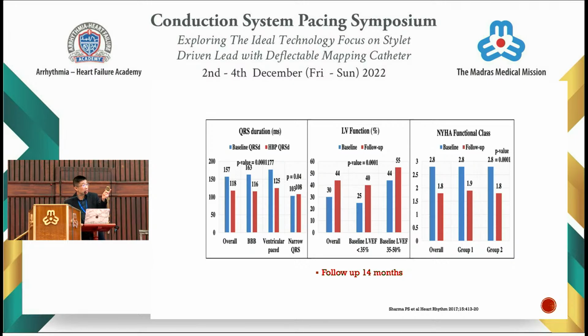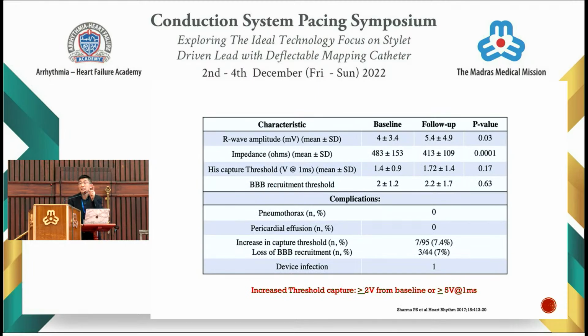And perhaps not surprisingly, with bundle branch block, you can narrow down the QRS from 160 milliseconds, and the ventricular pace rhythm also narrows down the QRS complex. No matter how bad your EF is, it's associated with an improvement in EF, as well as NYHA class. But it comes with a price.